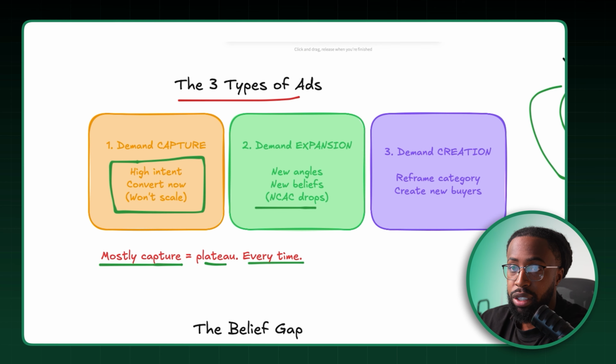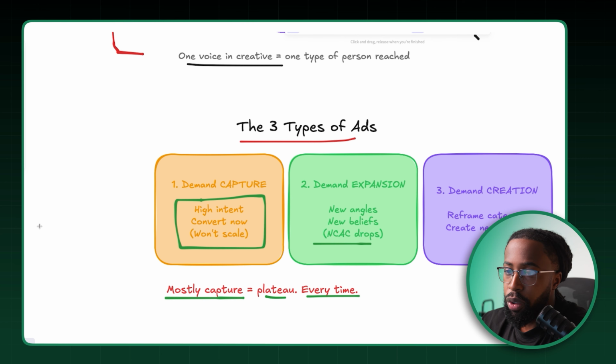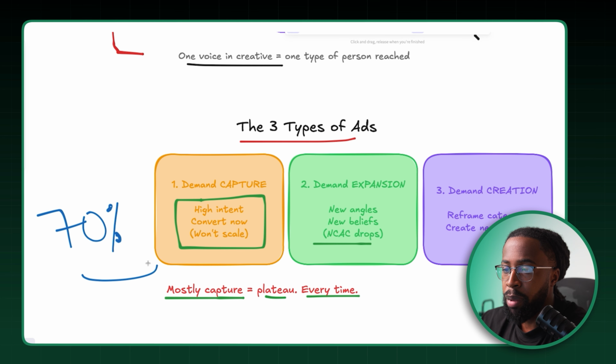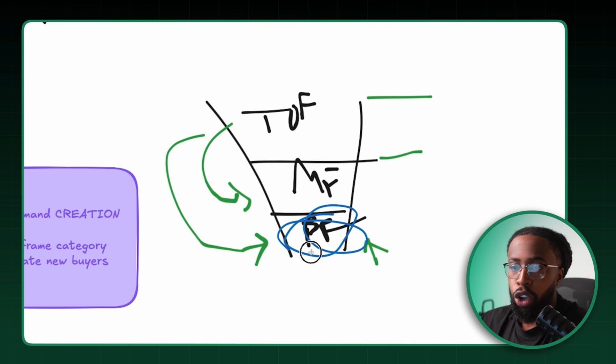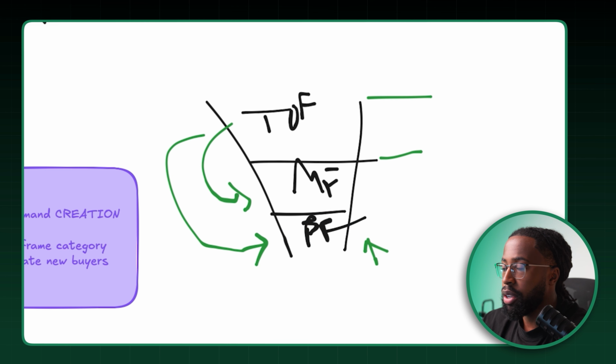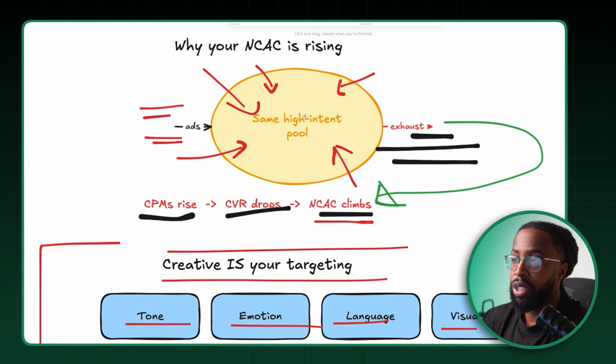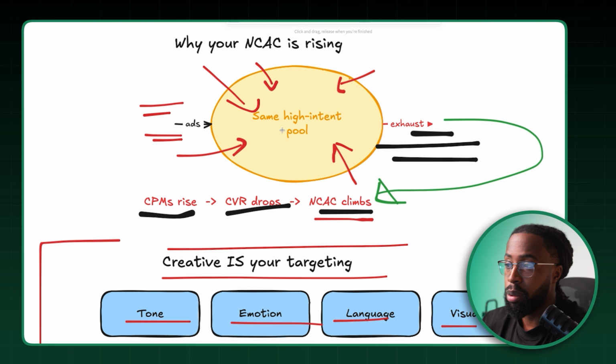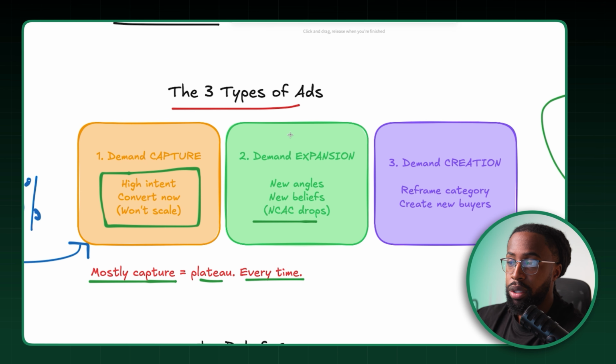So in terms of split, what we do want is an array of ad types in this context. We want demand capture, demand expansion, and demand creation. Look at your ad account, right? And if you have over 70% of your creatives going towards demand capture, which is your bottom of funnel, you're going to have an issue, because this is where we're going to have the rise in CPMs, which is not what we want. Because what's happening is that we're continuously fishing in the same pool. It's basically like a shrinking pond. So we want to move from a pond to an ocean.